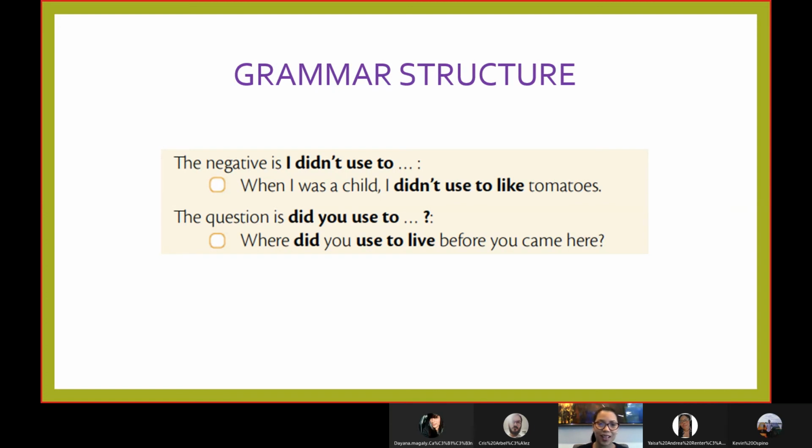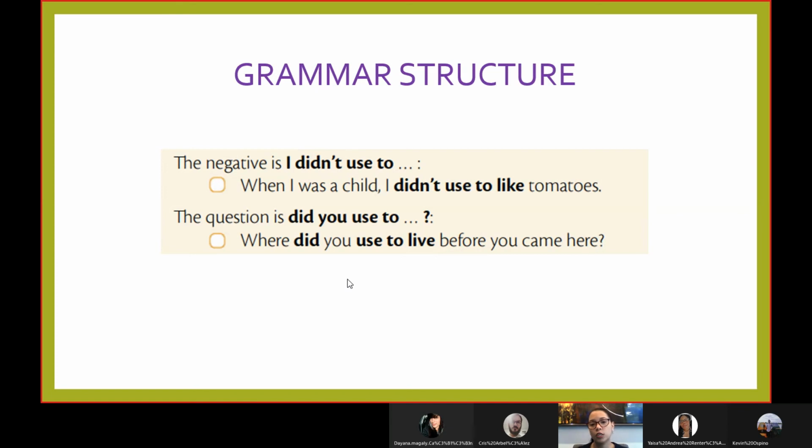Sorry about that. Okay. And here you have the grammar structure for the negative and the question forms. For the negative, you have to use did not or the contraction, right? So didn't. Okay, so I didn't use to. Now, if you look at the verb use, when you have didn't, you don't add D at the end, right? Because didn't is the past form, right? So I didn't use. You cannot say I didn't used, right?